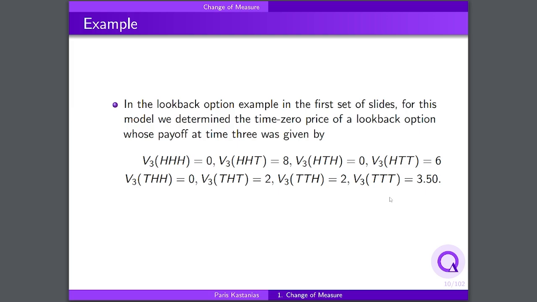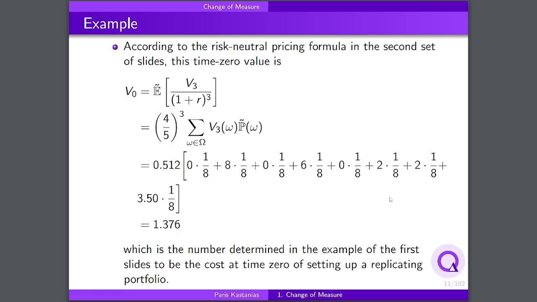Okay. Look. The look back option. This is a hard one to explain. Just assume that this is true. Assume that V3 of HHH is 0 and V3 of HHT is 8, and so on and so forth. Then, according to the risk neutral pricing formula, which we assumed here, the X0 or V0 in this case is equal to the risk neutral expectation of Vn over 1 plus R to the power of n.